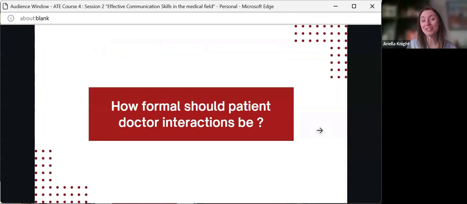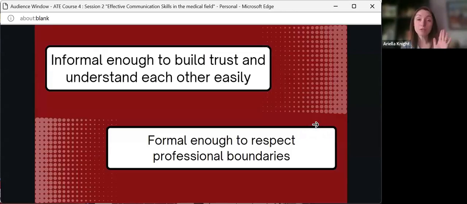The question now is, how formal should patient-doctor interactions be? How formal should patient-doctor interactions be? This is not a question for you. I'm going to answer it. I have a question for you in a second. So essentially, doctor-patient interactions, the dynamic, the communication between a doctor and a patient, they need to be in between formal and informal. They need to be informal enough to build trust.